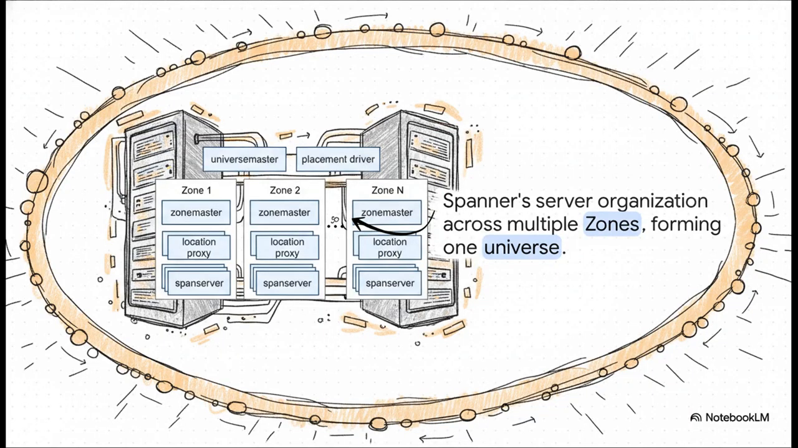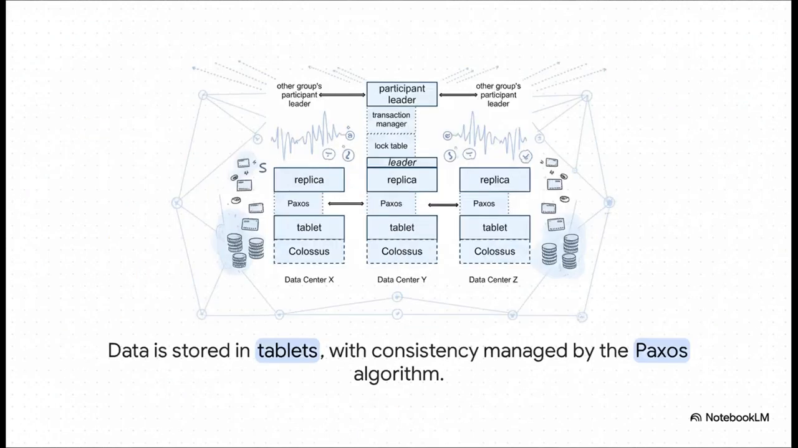Well, they call the whole system a universe, which is pretty cool. And that universe is split up into zones. You can just think of a zone as a data center. Each one has its own army of servers, but they all work together as one single cohesive database. And if we zoom in even more, the data itself is stored in these little chunks called tablets. Now, the real challenge is making sure every single copy of a tablet is exactly the same, everywhere, at all times. To do that, Spanner uses this really clever system where all the copies basically have to vote and agree on what the official data is before any change gets locked in. It's like achieving democracy at the speed of light.